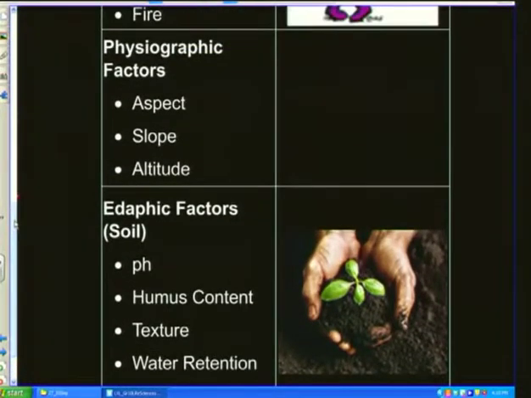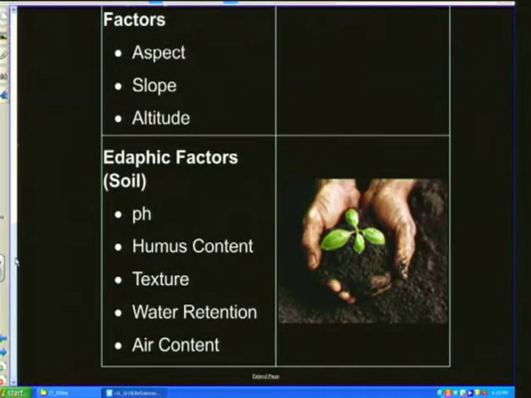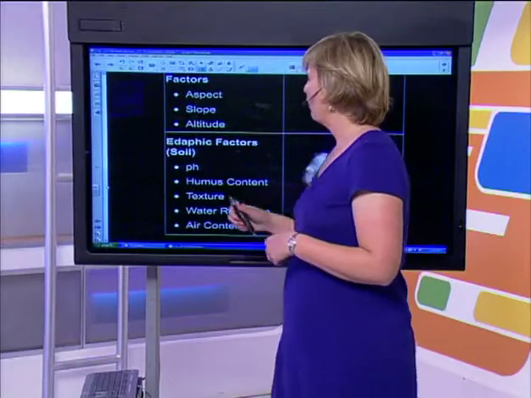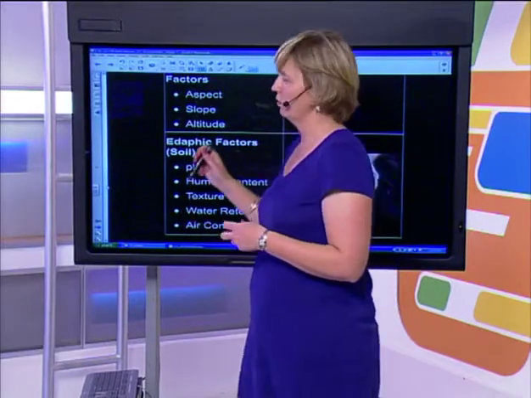Okay, we'll then talk about our physiographic aspects. Physiographic factors: our aspect, our slope, our altitude. Edaphic factors: pH, humus content, texture, water retention, air content. So in other words, what makes up the soil? Okay, so that's what we're going to get through, hopefully.